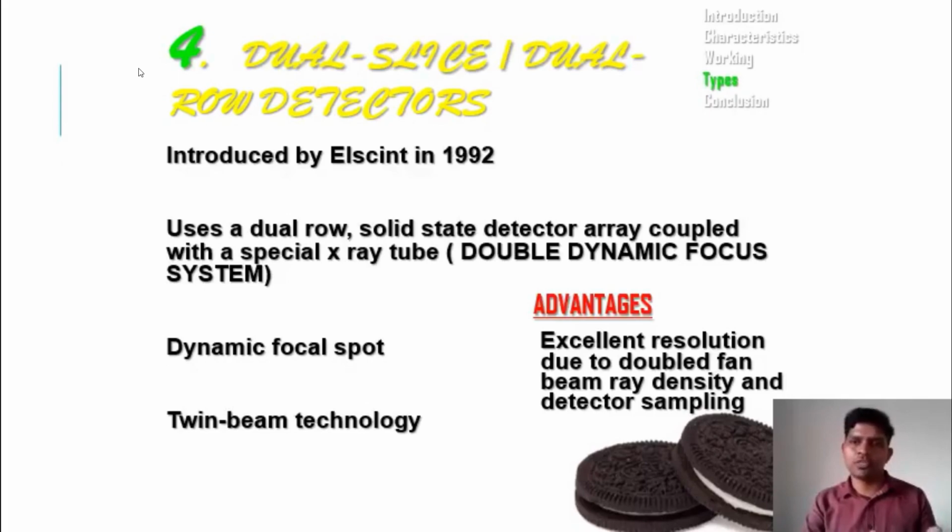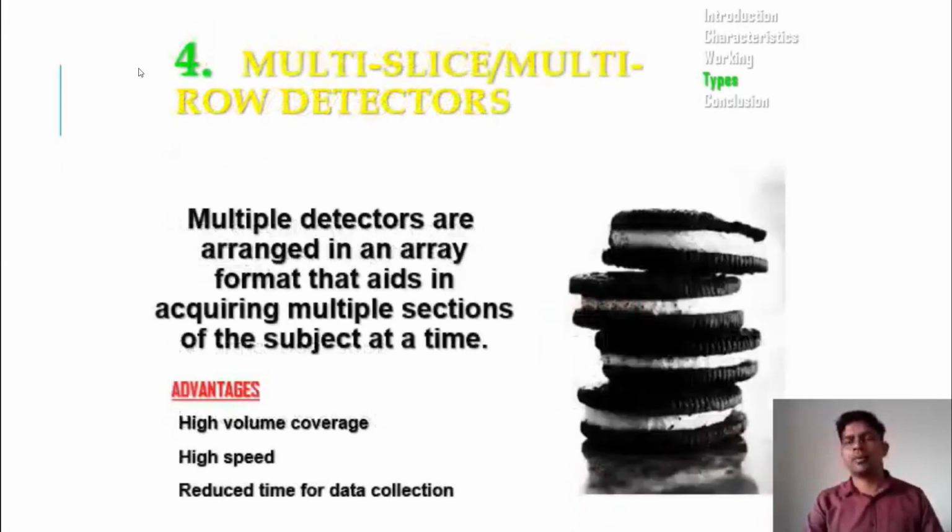Excellent resolution due to the double fan beam ray intensity and detector sampling which is used. It means twin beam technology, which was introduced in the dual slice method. Then a multi-row detector is used. Multiple detectors are arranged in an array format that aids in acquiring multiple sections of the object at a time. So what is the benefit of that? High volume coverage, high speed, reduced time for data collection.